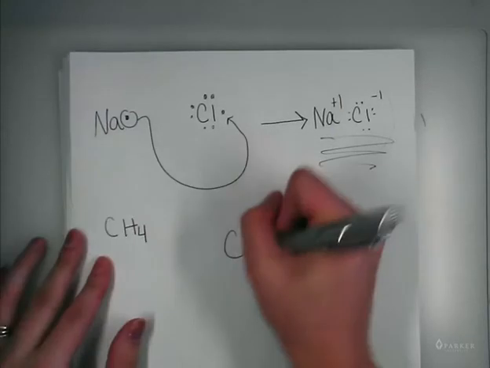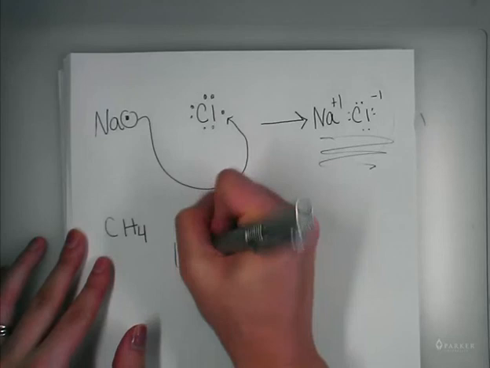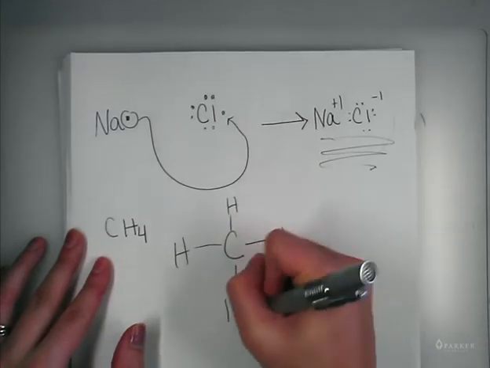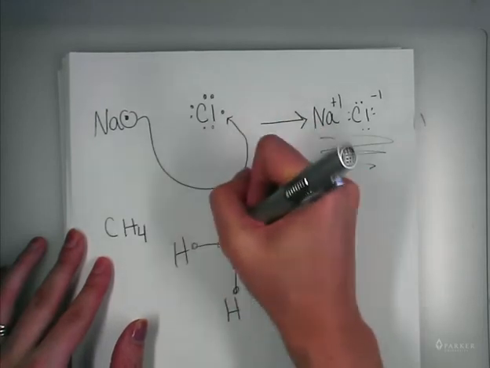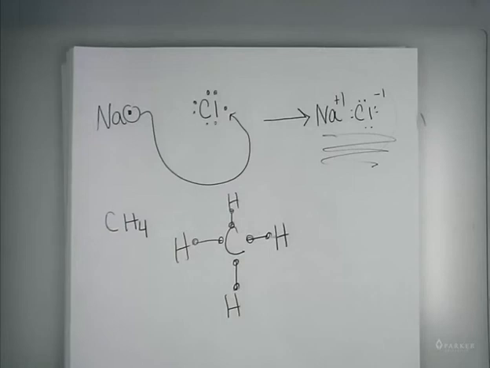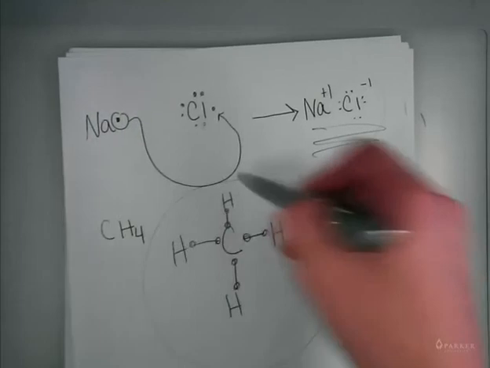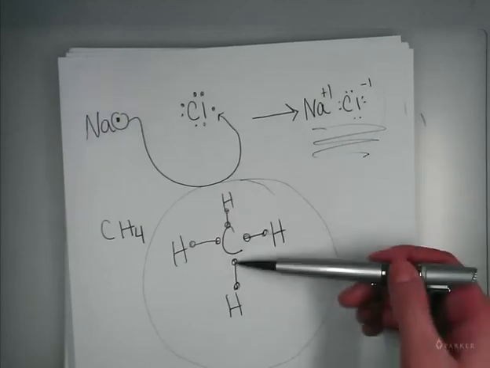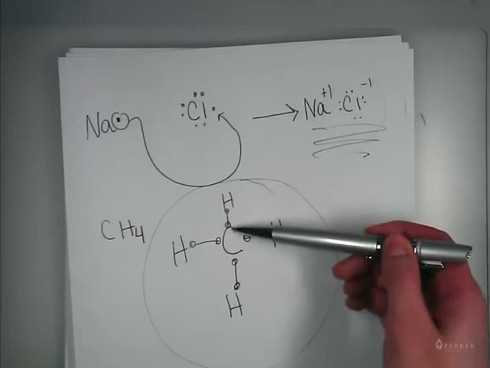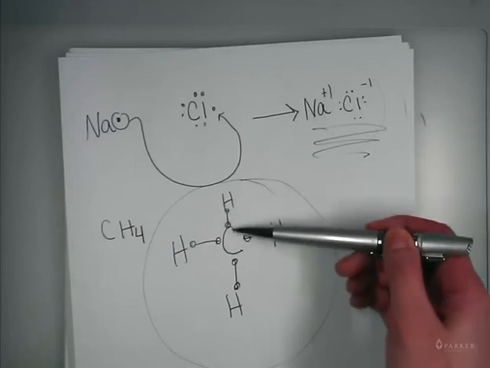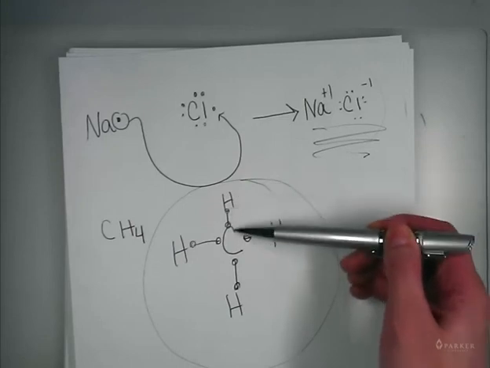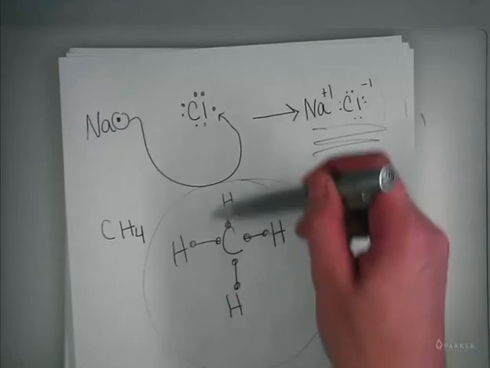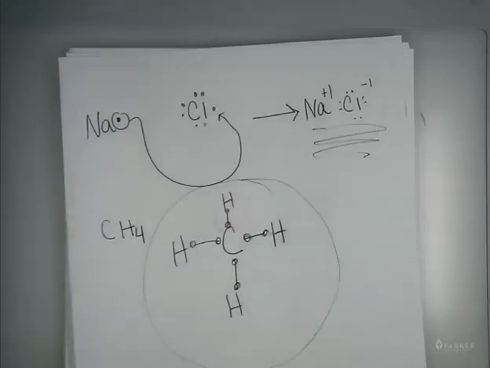But if we look at CH4, and we'll go over how to do this in a second, let me just draw it right now. Okay, so here is what CH4 would look like. Now, do you see the lines here? Those are bonds, and anywhere they're connected, so do you see carbon is connected to this hydrogen? Those electrons are counted for carbon and for hydrogen. They actually share both of those electrons between each other.